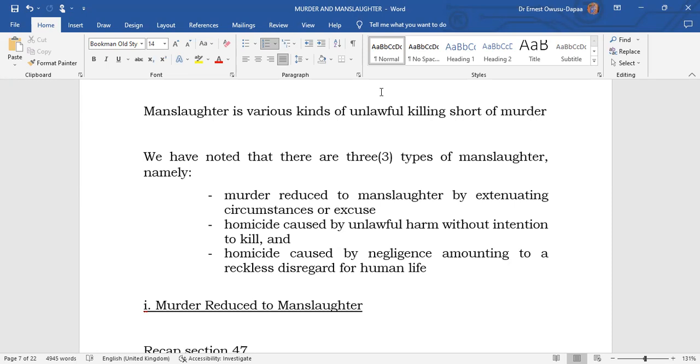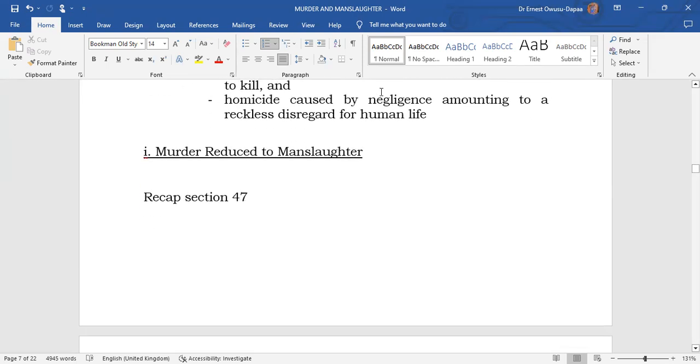So we also have where death or homicide is caused by unlawful harm without intention to kill, or caused by negligence amounting to reckless disregard for human life. So any of these will actually constitute manslaughter. So we need to remember what we said with respect to section 47 when we are considering murder reduced to manslaughter. So section 47, we are told that unless the murder is reduced to manslaughter by reason of an extreme provocation or any other matter of partial excuse, as is mentioned in section 52, that is the first category of manslaughter, if we want to use the approaches that we are using here.